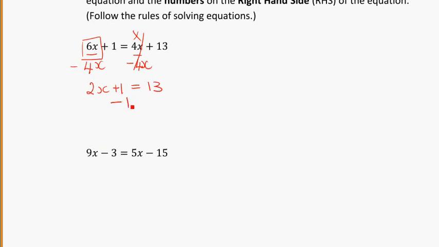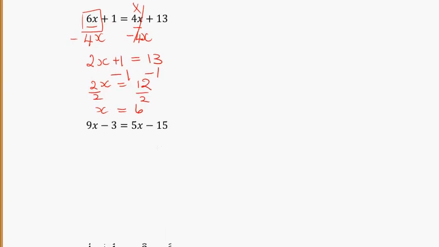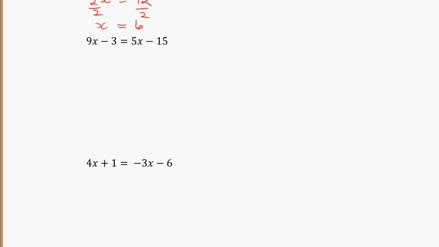Now that looks familiar, and so now you just solve it as usual. Okay, so take 1 off both sides. 2x equals 12. Divide both sides by 2. So x equals 6. And try the next one by pausing the video and then check your answer. Okay, we're going to take 5x off that side and we're going to take it off that side as well. And we're left with 4x take away 3 equals, goes out, negative 15.